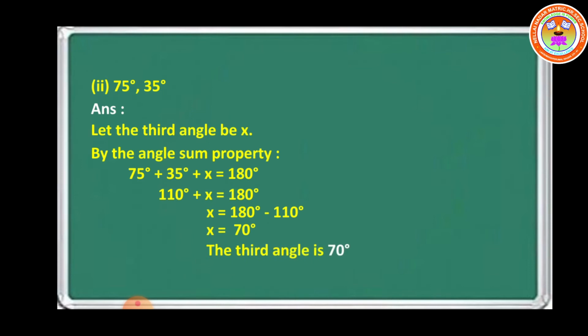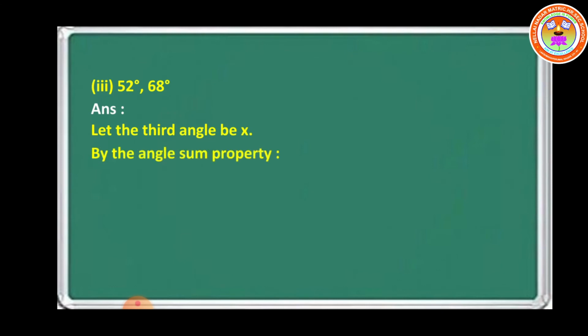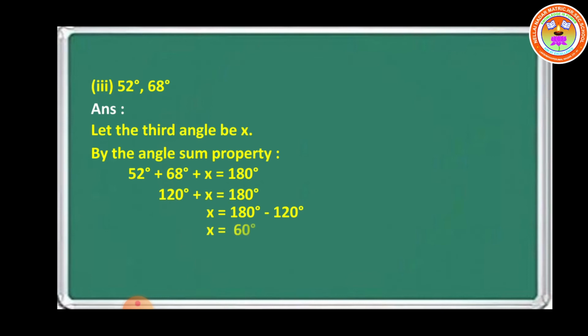Let us move to the third subdivision. Given angles are 52 degrees and 68 degrees. Let the third angle be x. By the angle sum property, we can write 52 degrees plus 68 degrees plus x equals 180 degrees. So, when we add 52 degrees and 68 degrees, we get 120 degrees plus x equals 180 degrees. Now, you transpose this 120 degrees to the right side. It becomes x equals 180 degrees minus 120 degrees. It gives 60 degrees. Therefore, the third angle is 60 degrees.